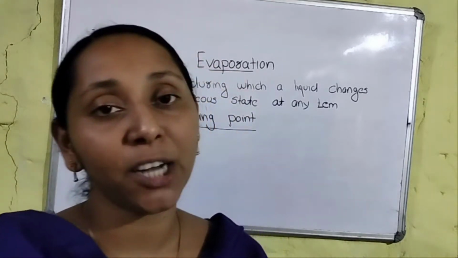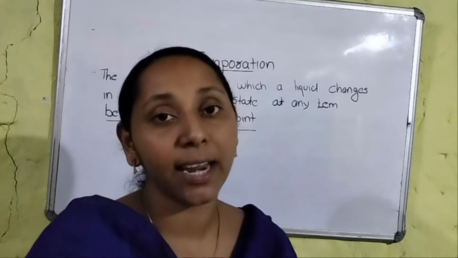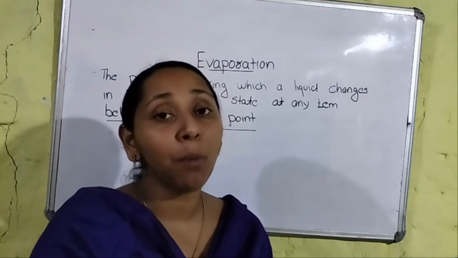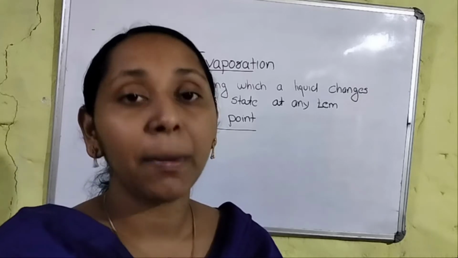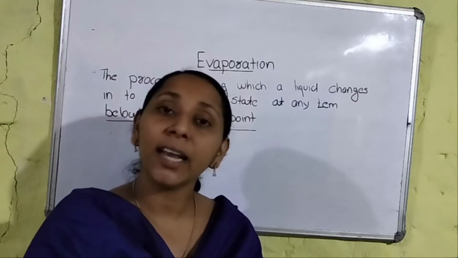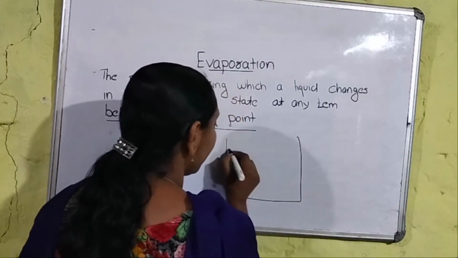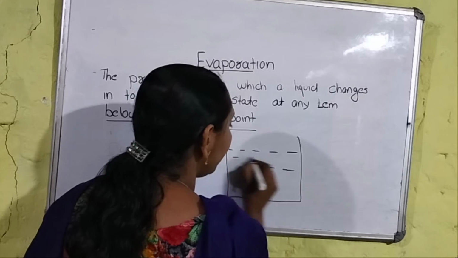Boiling and evaporation are both changes from the liquid state to the gaseous state. Boiling happens at the boiling point onwards, but evaporation happens below the boiling point. Okay, then how does it happen? Let me consider a beaker filled with water.